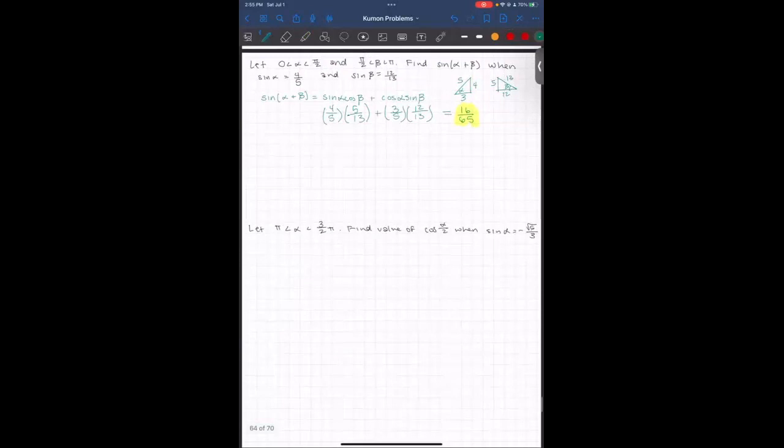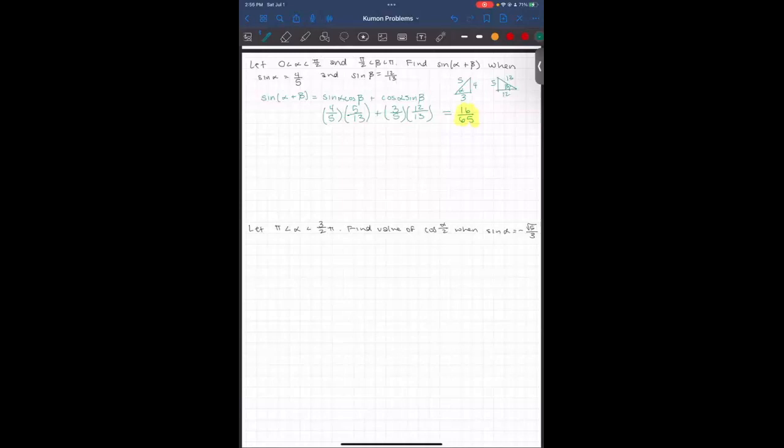All right, the next question is: let alpha be greater than pi and less than 3 pi over 2, and find the value of cosine of alpha over 2 when sine alpha is equal to negative root 5 over 3.